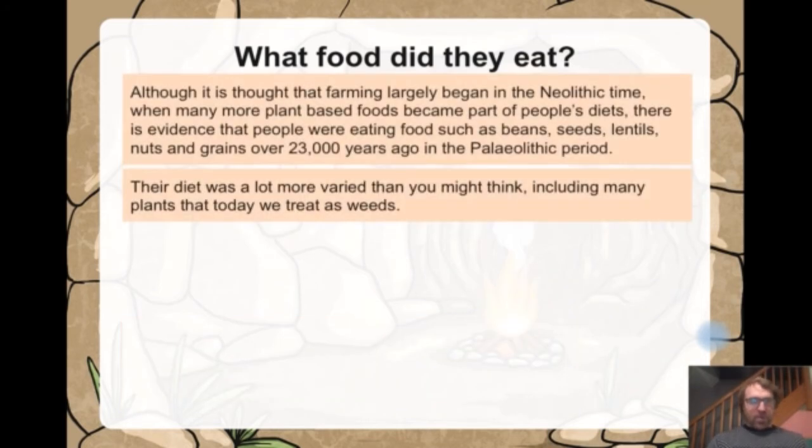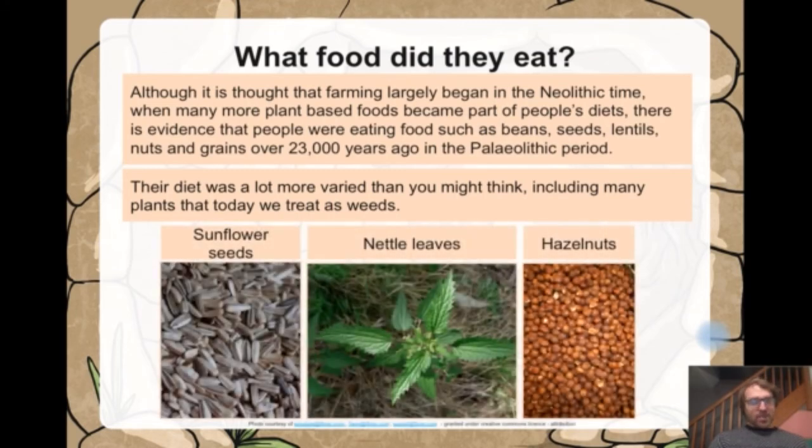Although it is thought that farming largely began in the Neolithic time, when many more plant-based foods became part of people's diets, there is evidence that people were eating foods such as beans, seeds, lentils, nuts, and grains over 23,000 years ago in the Paleolithic period. Their diet was a lot more varied than you might think, including many plants that today we treat as weeds. Sunflower seeds, nettle leaves, and hazelnuts.